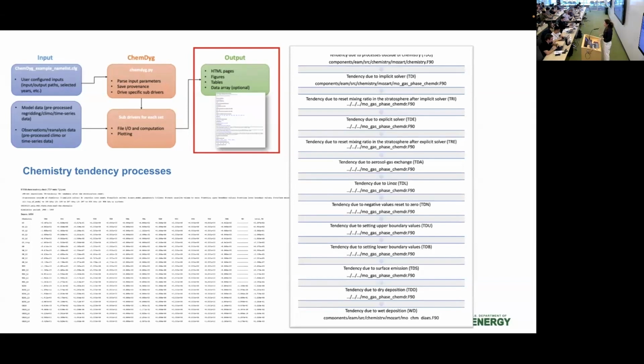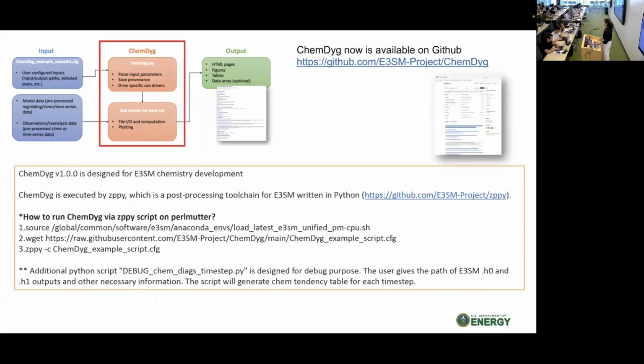Of course, there's a big table of complicated numbers, and that's only for developers, especially chemistry developers, to dig into those processes. But for you guys, probably the previous two can give you a big picture of how the chemistry works.